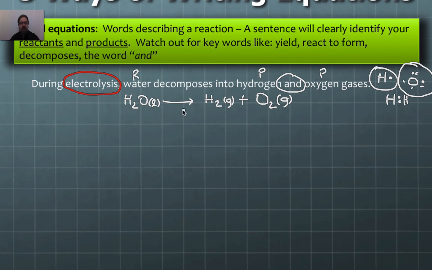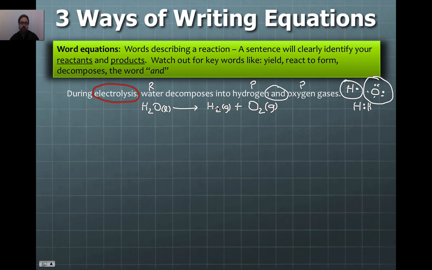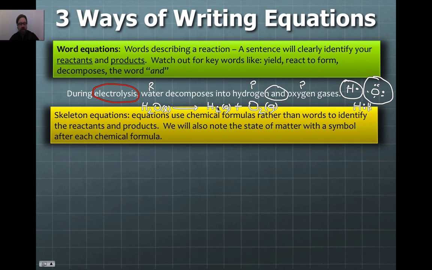So what we've done here is we've represented this equation into what's called a skeleton. So in a skeleton equation, we use chemical formulas rather than words to identify the reactants and products. We will also note the state of matter with a symbol after each chemical formula. And that's exactly what we did there.